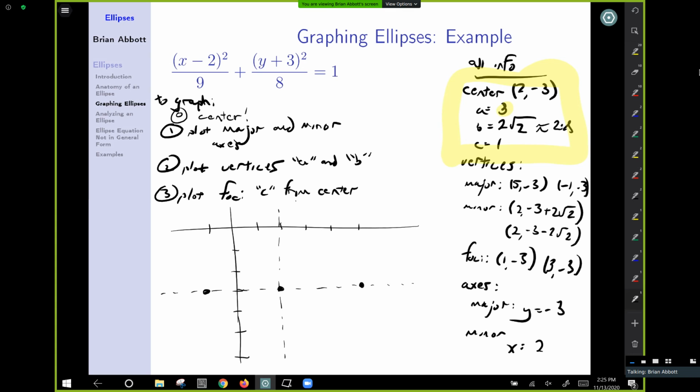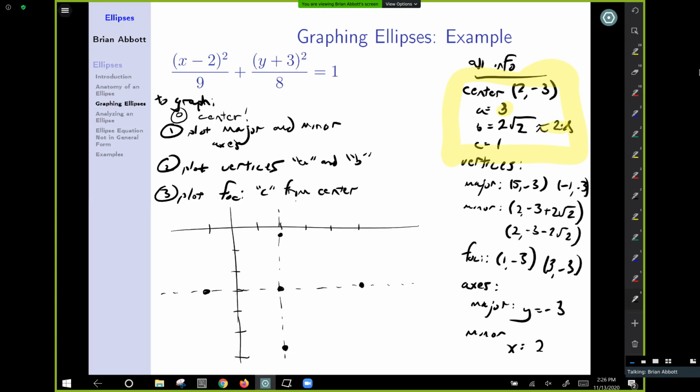All right, so now let's do the minor vertices in the vertical direction, which relates to your b value. Well, our b value in this case is 2√2, which is about 2.8. So not quite 3, almost 3. I'm going to start at my center and go up almost 3, 2.8. So we won't quite get to the x-axis. Then I'm going to start at the center and go down 2.8, not quite 3. So now if you want to, you could actually draw your ellipse here, but I think we should really first plot the foci.